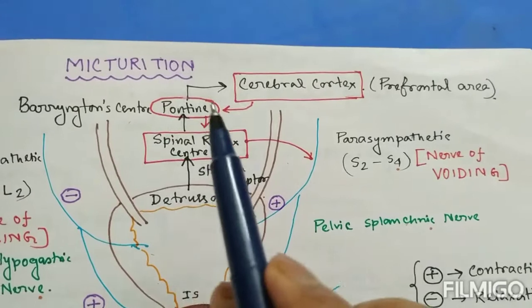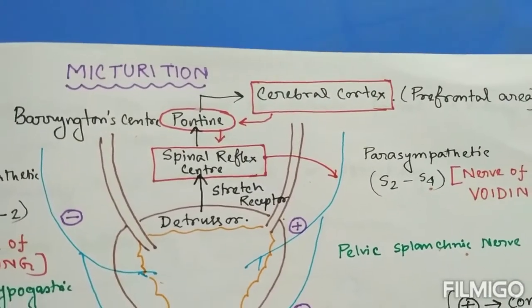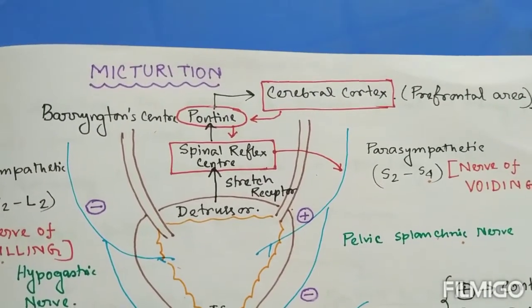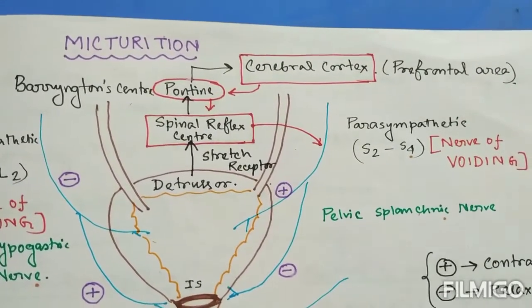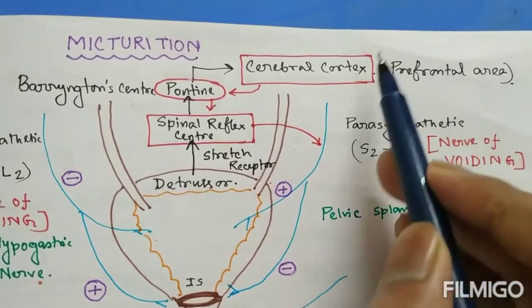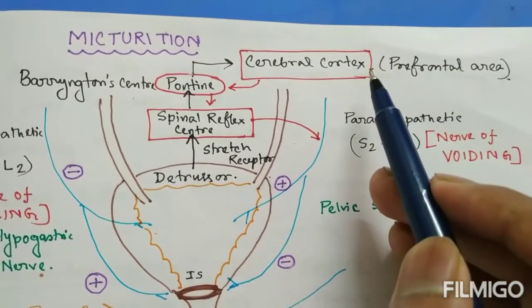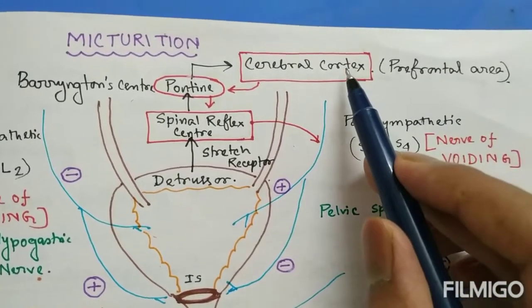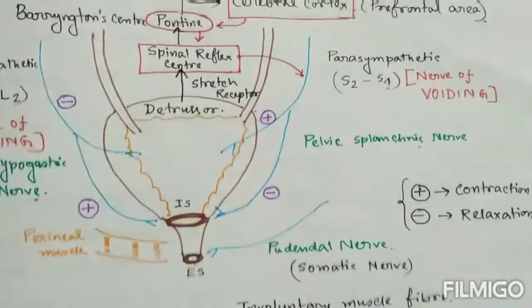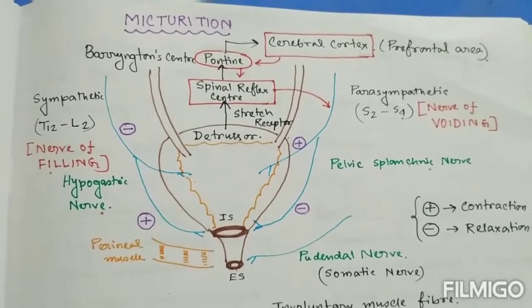Now the higher centers: in the pons, the center is called the Barrington center, and higher centers like the cerebral cortex, more accurately the prefrontal area, regulate micturition. That is, socially accustomed micturition is regulated by the cerebral cortex. So this is all about micturition.